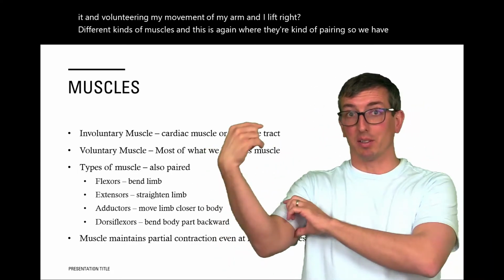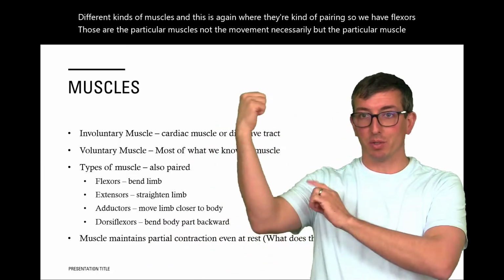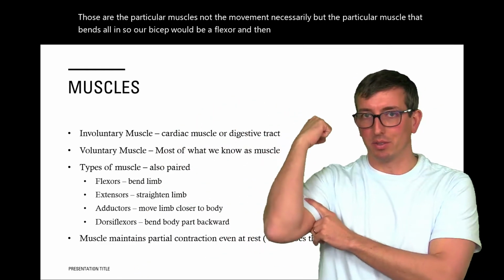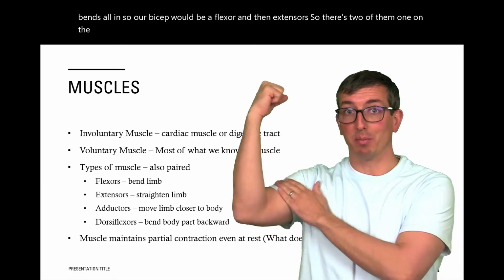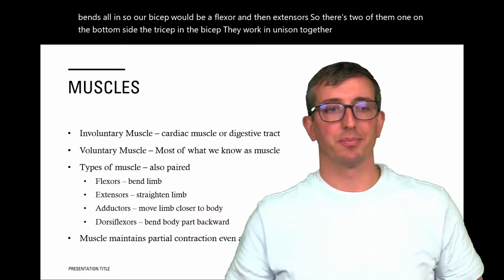Those are the particular muscles, not the movement necessarily, but the particular muscle that bends a limb. So our bicep would be a flexor. And then extensors. So there's two of them, one on the bottom side, the tricep and the bicep. They work in unison together to lift and straighten, that kind of thing.